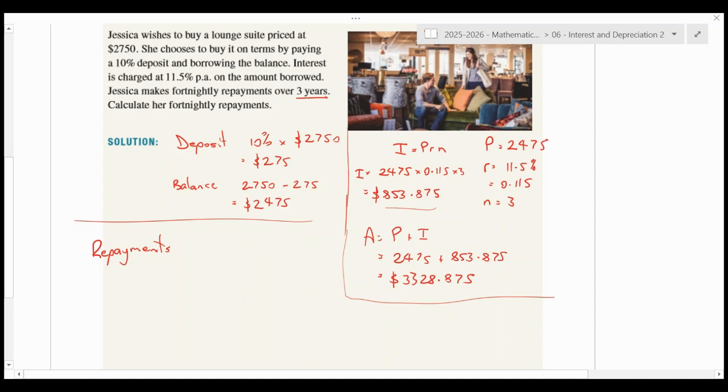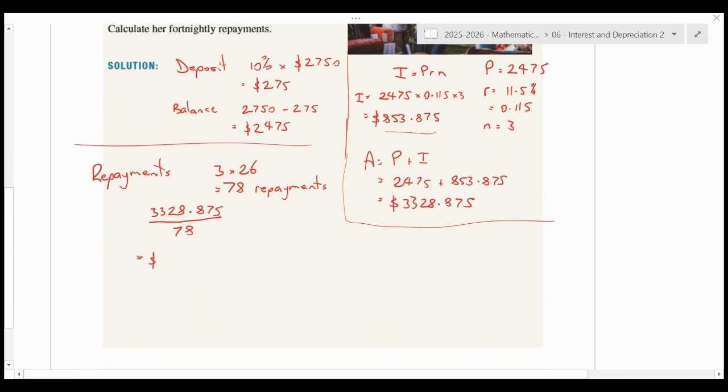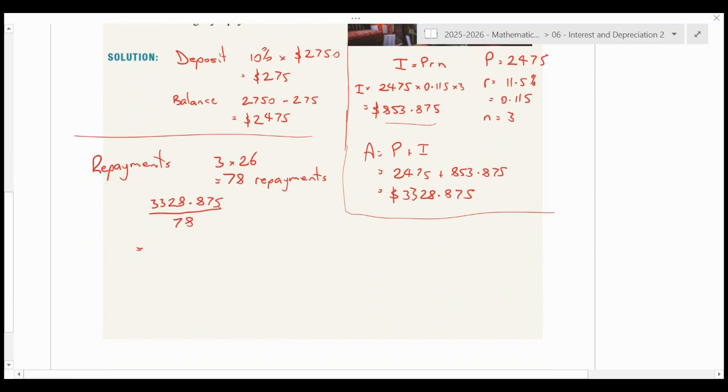Okay, so in this particular case, the repayments are fortnightly over 3 years. So we've got 3 times 26, which equals 78 repayments. So she's going to pay back 78 times. So she's going to have 3,328.875 divided by that 78. And this will be how much she pays every fortnight.